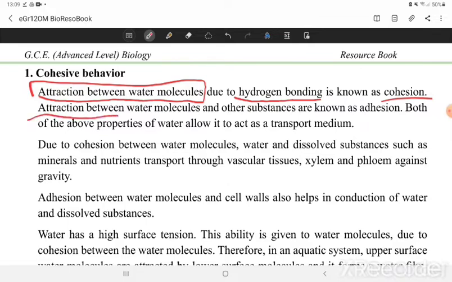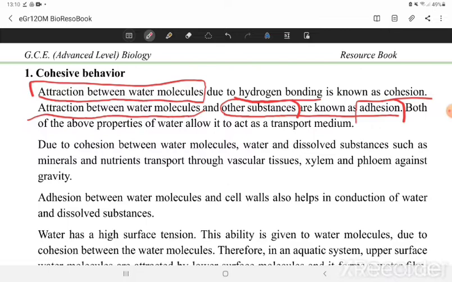The attraction between water molecules and other substances, very important, is known as adhesion. So we have cohesion and adhesion. The attraction between water molecules themselves is known as cohesion, and the attractions between the water molecules and other substances are known as adhesion.